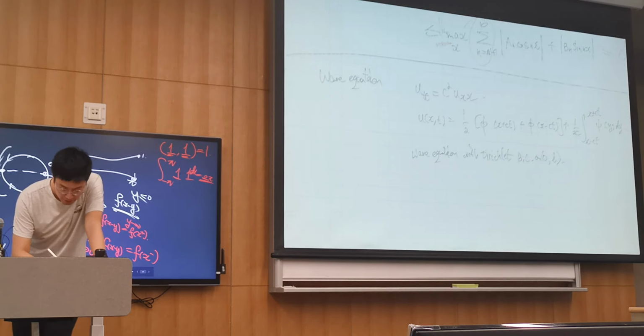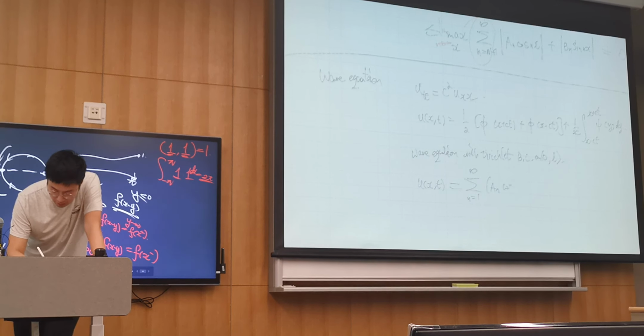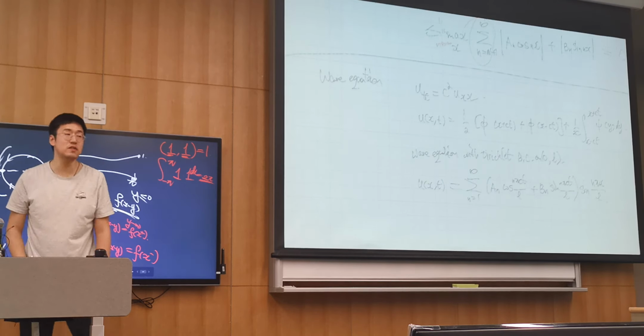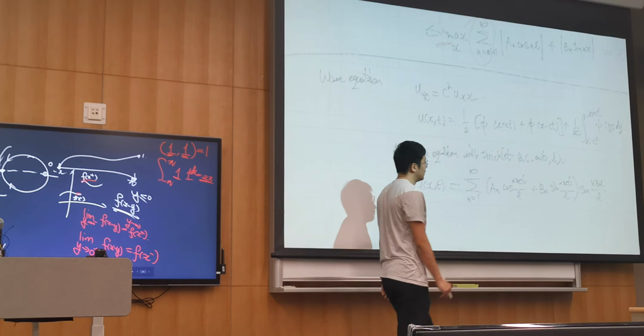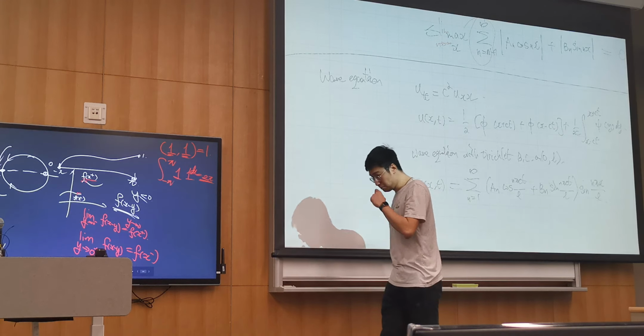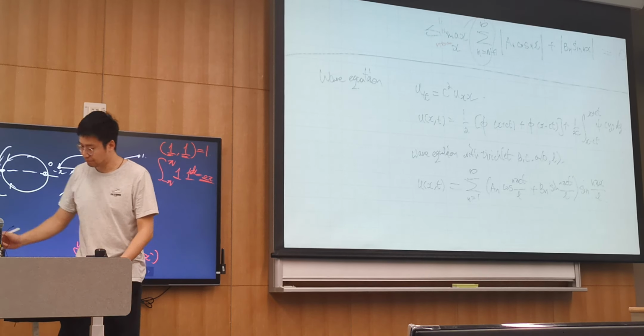Well, u(x,t) equals the sum for n going from 1 to infinity of a_n cosine(n pi ct over L) plus b_n sine(n pi ct over L), times sine(n pi x over L). The reason that we are only using the sine series comes exactly from the fact that it has a Dirichlet boundary condition, so sine series.